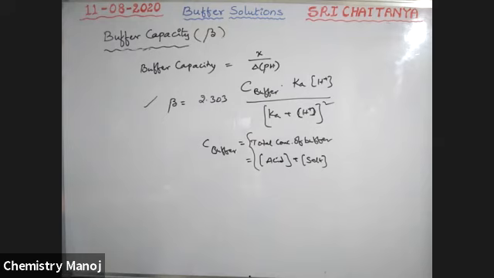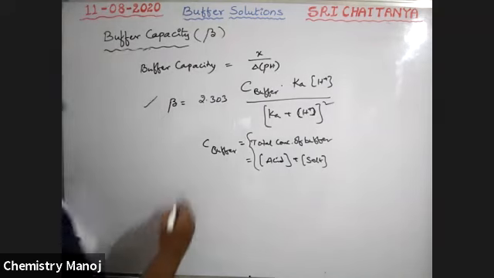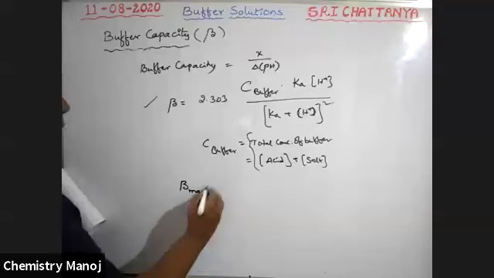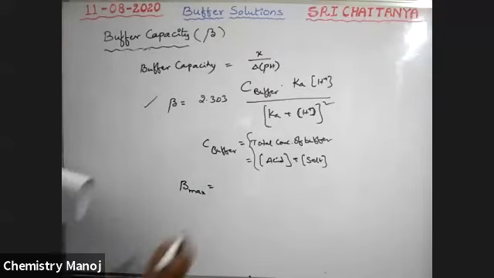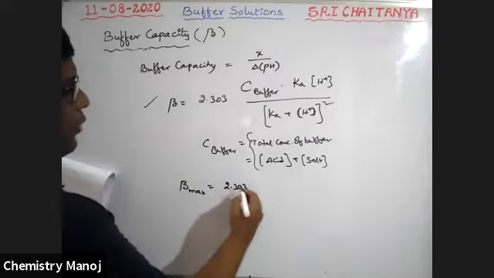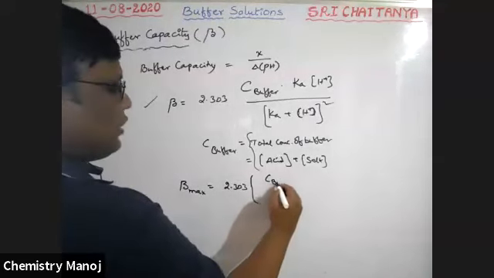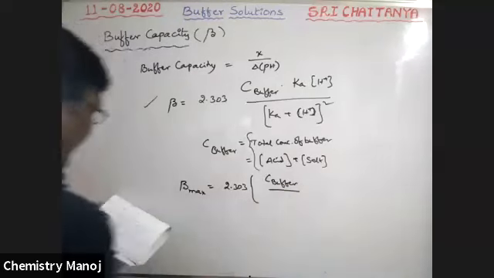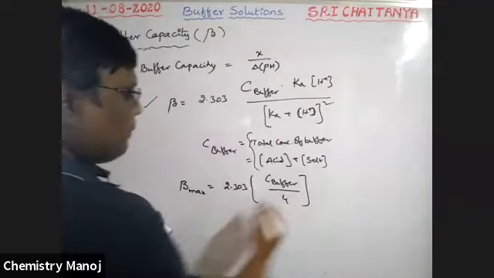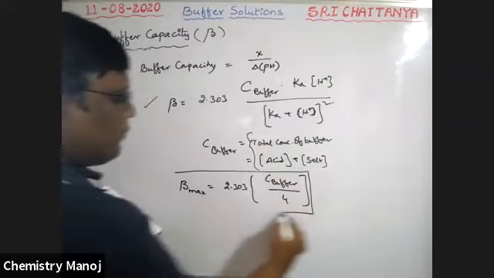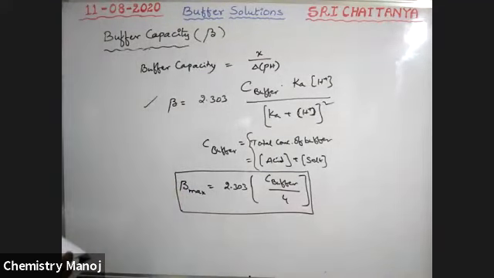Okay. Next, buffer maximum. Buffer maximum is equal to 2.303. Please mind, my dear boys, 2.303 into concentration of buffer by 4. So it is important. Maximum buffer capacity, beta maximum is equal to 2.303 into concentration of buffer by 4.